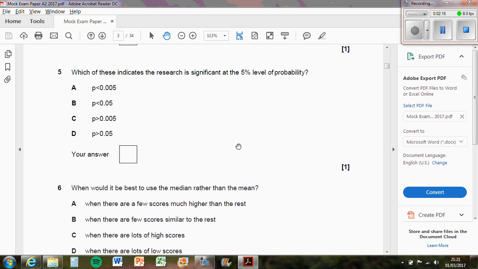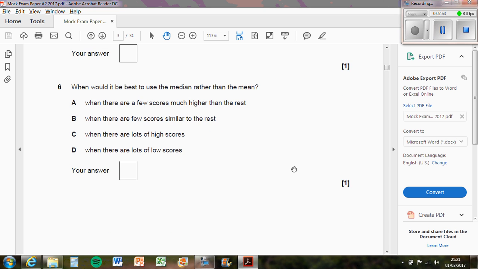Number 5, which of these indicates the research is significant at 5% level of probability? Well, P is the probability of it being due to chance. So the probability that it's due to chance is less than 5%. It looks like 5p on a till, so therefore it's 5%. If you have this one here, you're saying that P is greater than 5%, so the probability of it being due to chance is more than 5%. So then it's not going to be significant because it needs to be less than 5%. So it's this one. You always read it from left to right, so the probability of it being less than 0.05 being due to chance. So it's B.